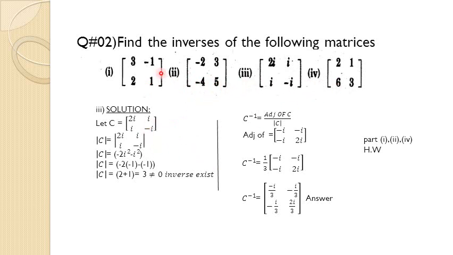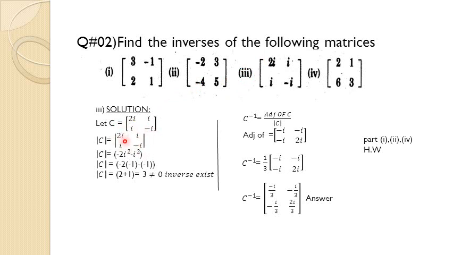Okay, now to find the inverse, what is the formula? C inverse, for example if this is C, so C inverse is adjoint of C upon determinant of C, and this is from matric class as well. Okay, because it is a 2 by 2 matrix. So let C be equal to 2 iota, iota, iota, minus iota.